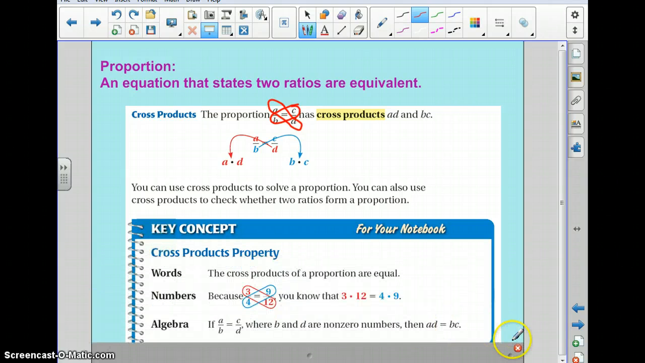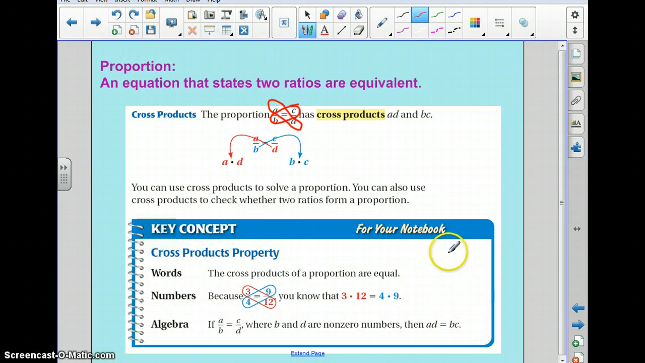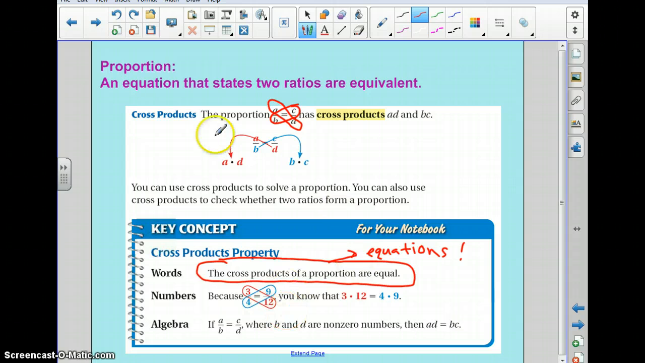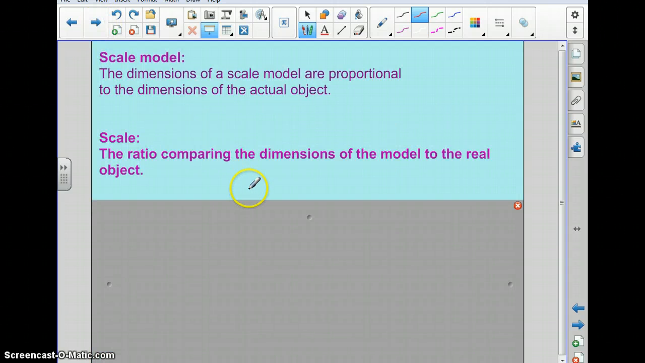All right, so there is the rest of the notes for that page, and you guys have these copied down in your notes. This right here is super important. Cross products of a proportion are equal, and that is going to allow us to set these up as equations today in order for us to be able to solve them. Okay. The next thing on your notes, real quick, we'll get through the vocabulary, then we'll go do some examples.